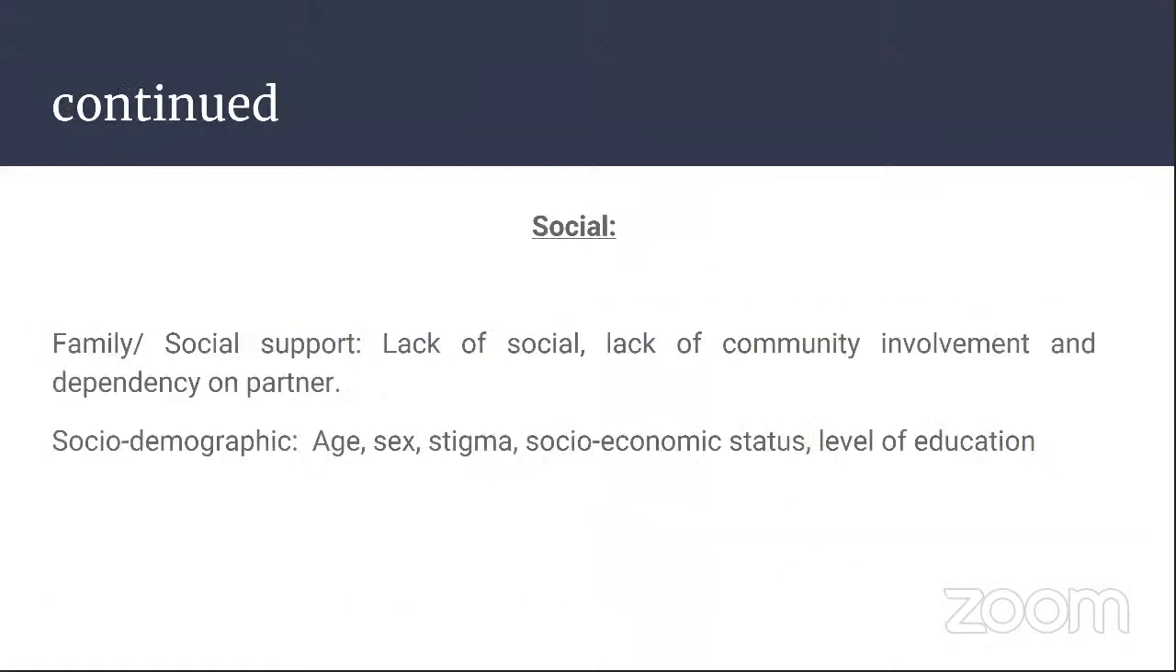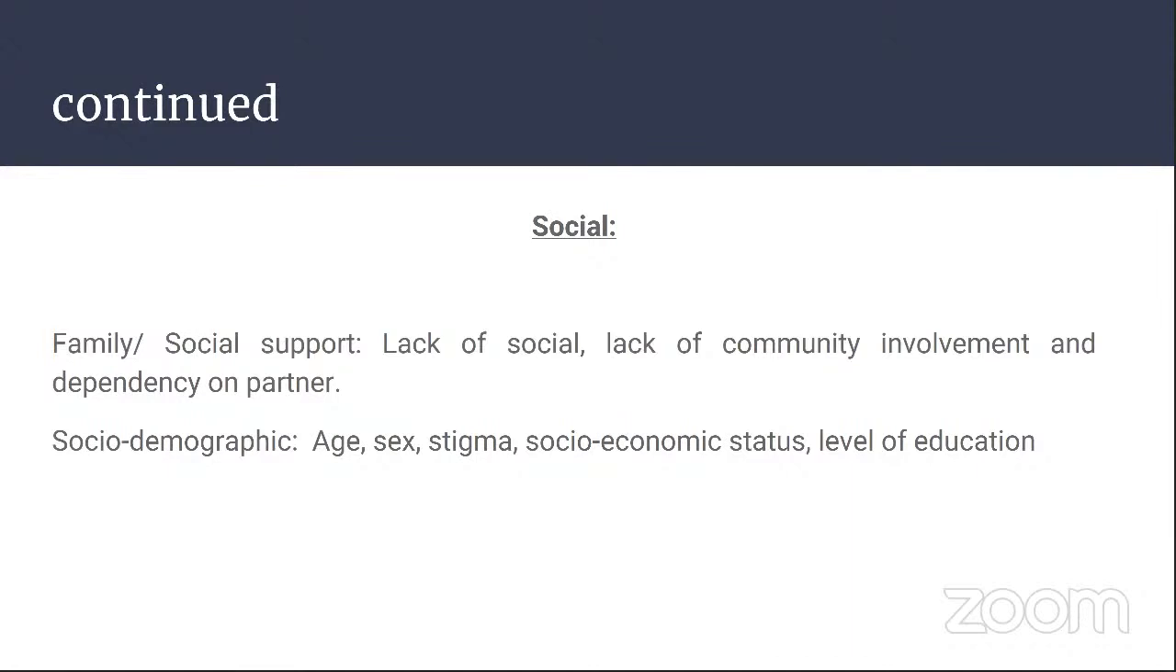And also the interpersonal, social aspect as well. We should understand the importance of family and social support, where lack of community involvement and dependency on a partner can lead to a patient not following through with their treatment or defaulting or being involved in risky behavior.